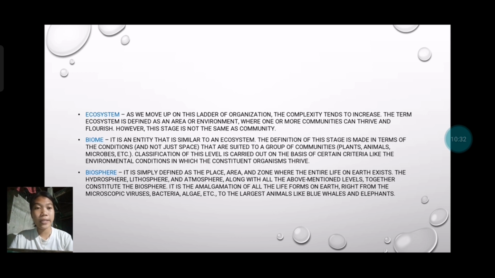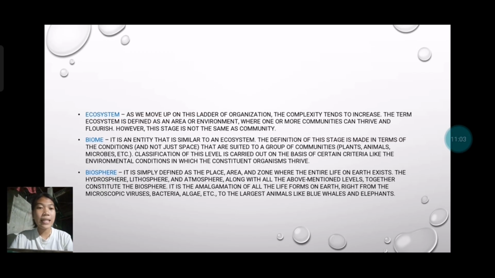Next was the ecosystem. As we move up this ladder of organization, the complexity tends to increase. The term ecosystem is defined as an area or environment where one or more communities can thrive and flourish. However, this stage is not the same as community.